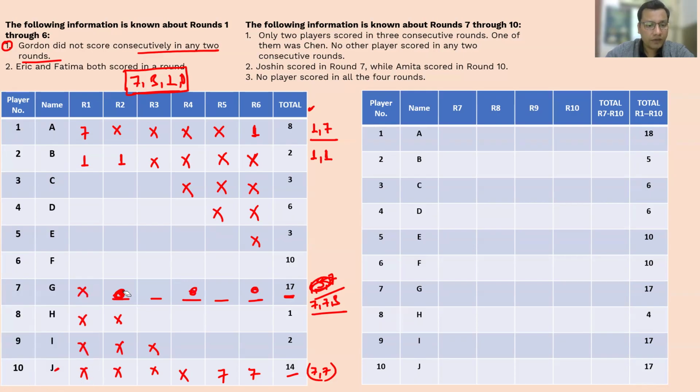Right now, if you have observed this, I can say he has scored in the 2nd round, 4th round, and 6th round, and he has not scored in round 3. So this will be 0, and this will also be 0. Right now, I'm left with 7, 7, 3. Now I also know that J has scored 7 in round 6. So G cannot score 7 points in round 6. That is why this is going to be 3. And if this is 3, this is going to be 7. And this will also be 7.